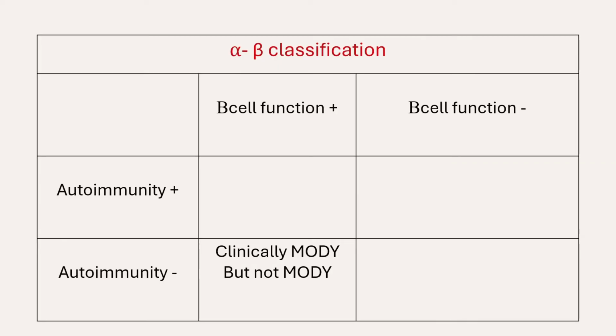25 or 30 years back, we used to call it Mason's criteria. If the disease is there in 3 successive generations, then they respond so nicely to sulfonylureas.